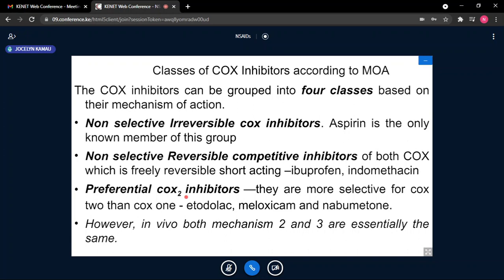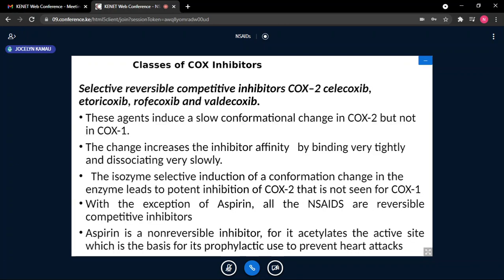So it still leaves the constitutive COX-1, so that the constitutive COX-1 can continue doing the work it does best. It will bind some of it, but it will leave some, because preferentially it is binding COX-2 more than COX-1. So we have meloxicam and nabumetone there. However, in vivo, both mechanisms 2 and 3 are essentially the same. It is only that one has better binding or higher binding to one enzyme than the other.